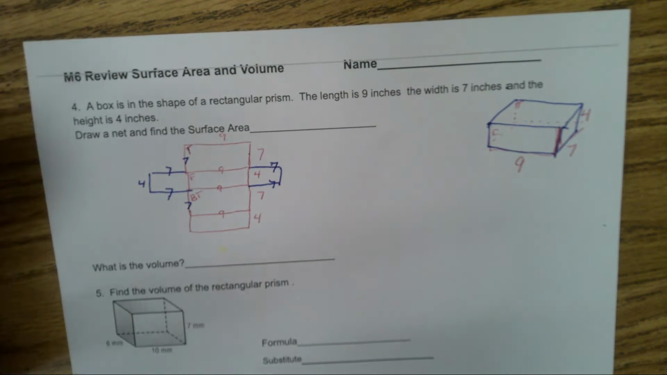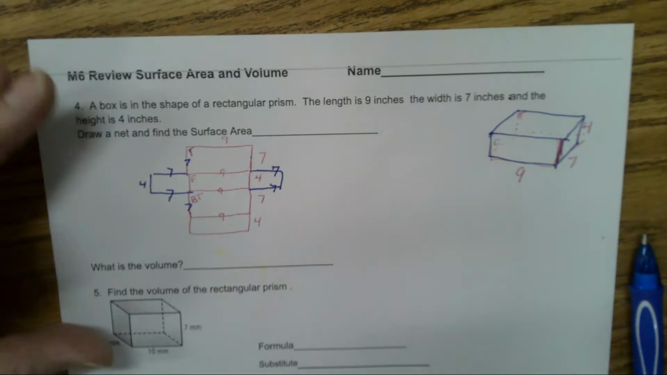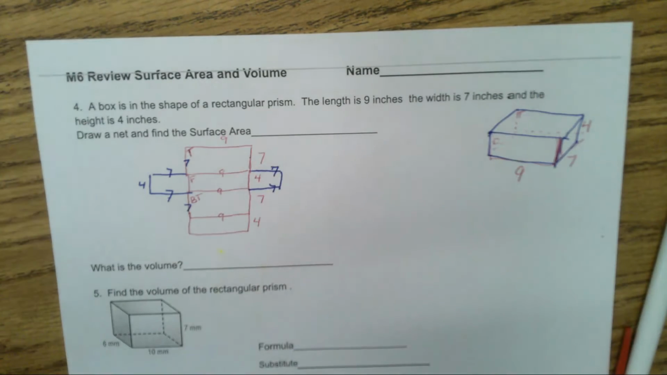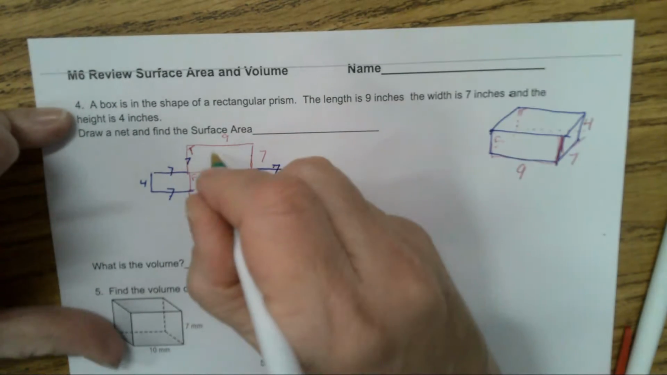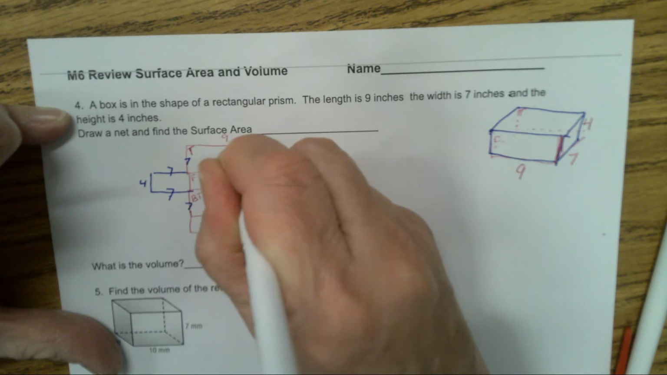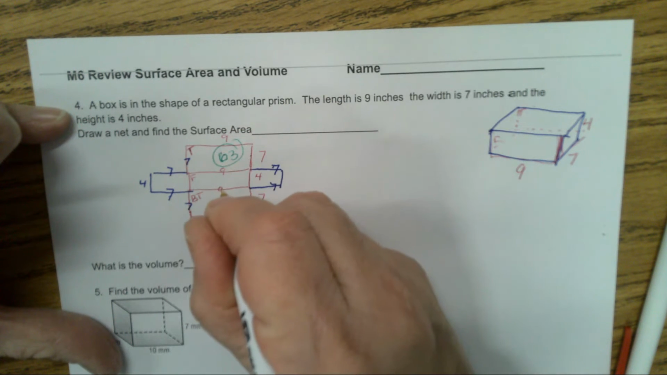Well, I've got my net. Now let's find the area of each shape. 9 times 7 is 63. The top is 63 and the bottom is 63.